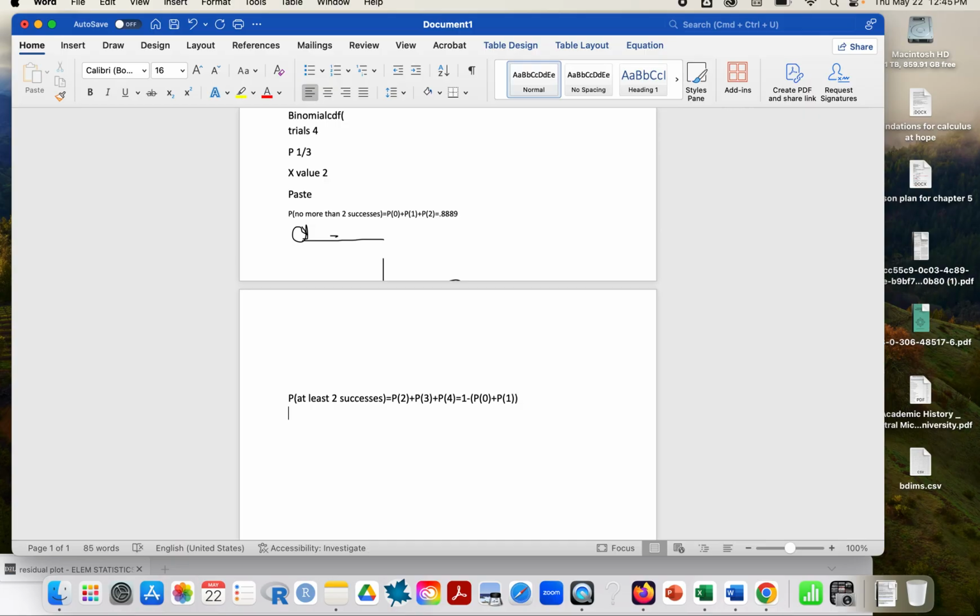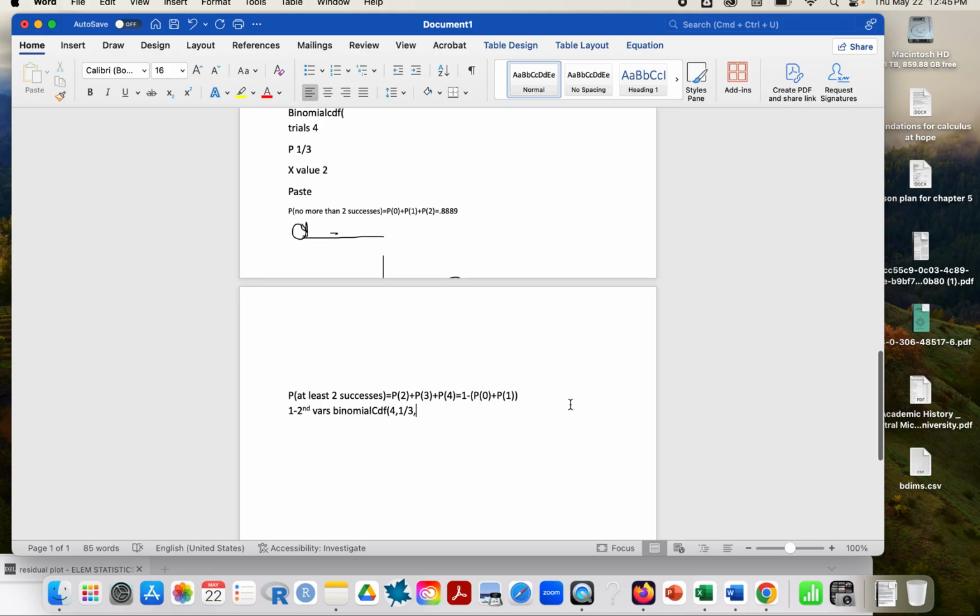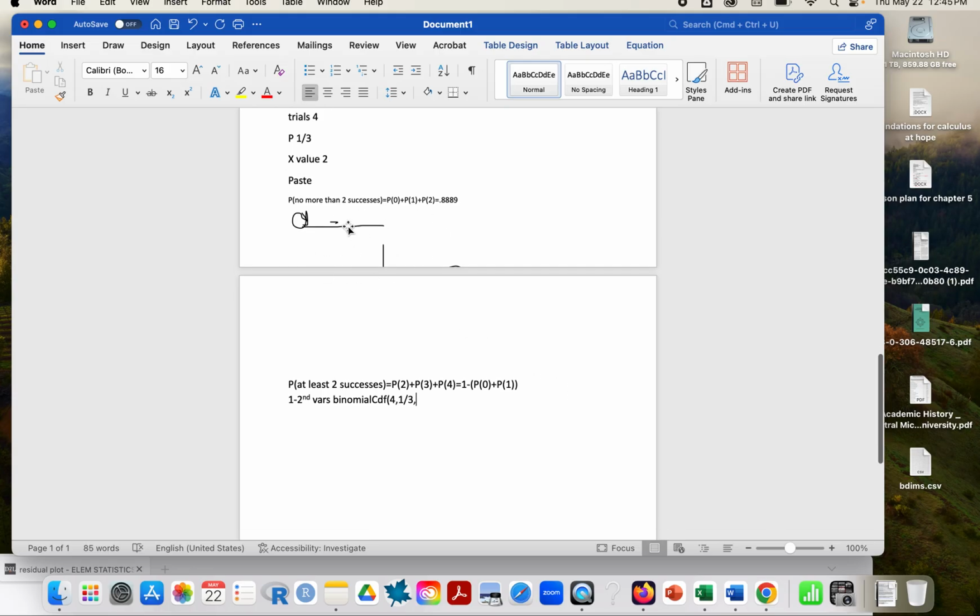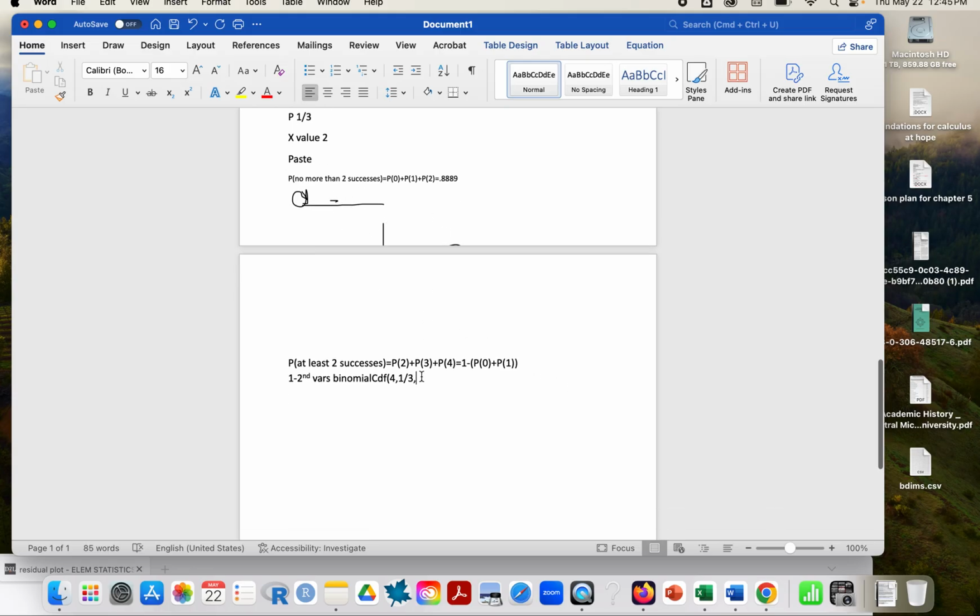So if I do the following on my calculator, 1 minus, and then I do the second key and the vars key, and I look for binomial CDF, and what I type in is for my trials 4 and my probability of success 1/3. And then what I put here, and the reason I did that drawing that got shifted around, I'll try and redraw it real quick.